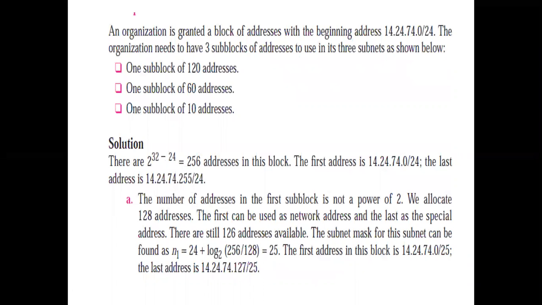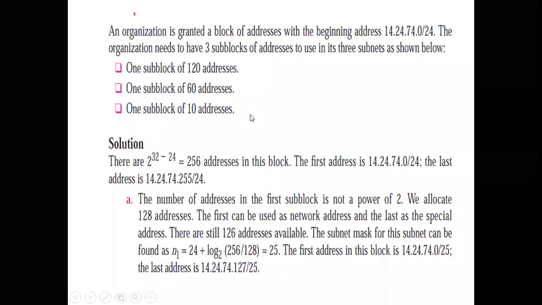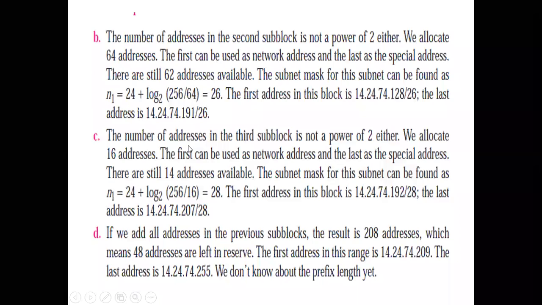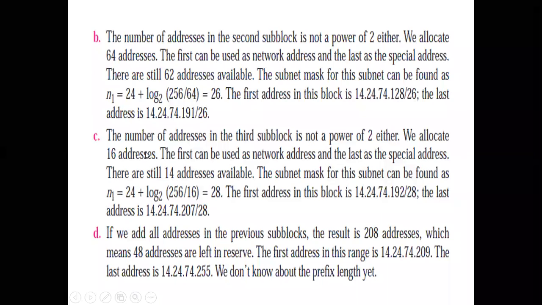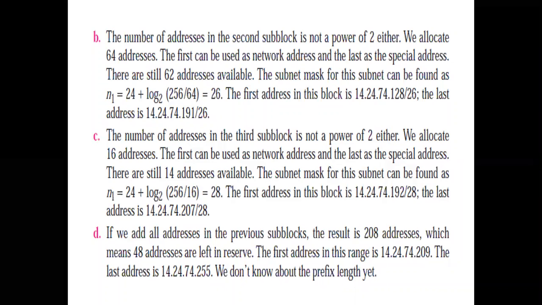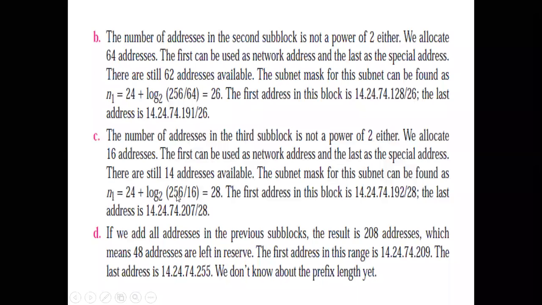Move to the third case, one subblock of 10 addresses. Again, the number of addresses in the third block is 10, which is not a power of 2. So please ensure the power of 2, that is 16. After 10, 16 is the value which comes as a power of 2. The first address is used for the network address, and the last special address is the broadcast address. So with this specification, you are not allocating these particular IP addresses to a machine. They will be the special addresses.